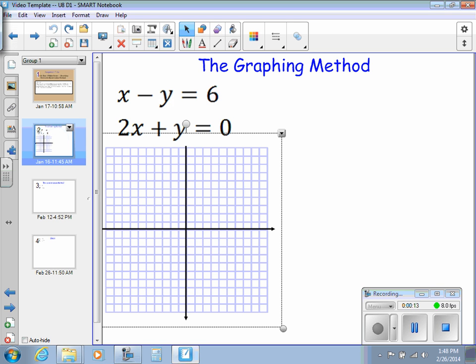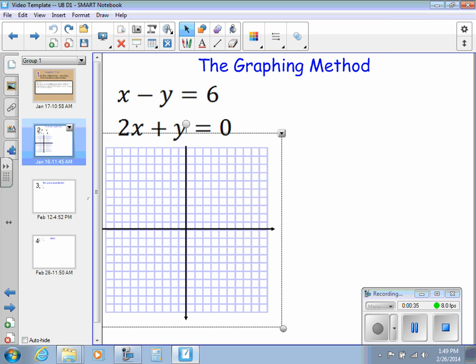Okay, so I have a couple of equations here, and I need to figure out the solution to this system of equations. I have two variables, two equations. And I'm going to graph each of these equations, graph the line that it forms, and find out where those lines cross. That point will be the solution.